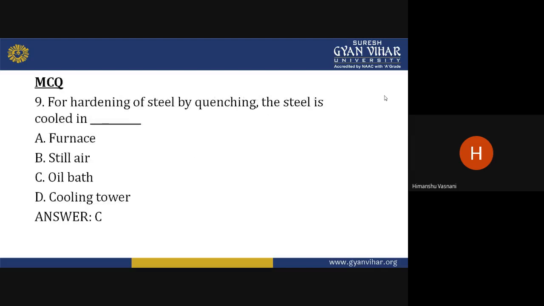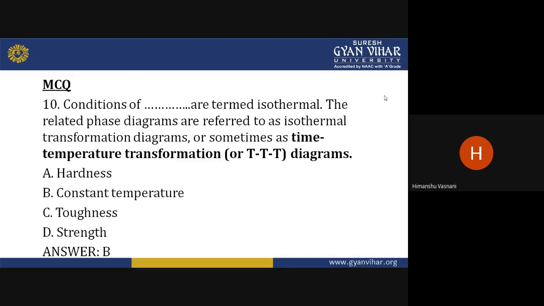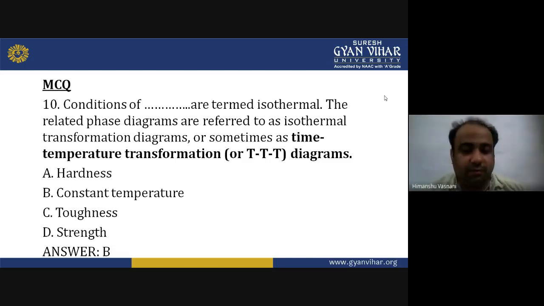Now for hardening of steel by quenching, the steel is cooled in an oil bath. Conditions of constant temperature are termed as isothermal. The related phase diagrams are referred to as isothermal transformation diagrams, or sometimes as time temperature transformation, or TTT, diagrams. I just told you a few minutes ago that conditions of constant temperature are termed as isothermal.